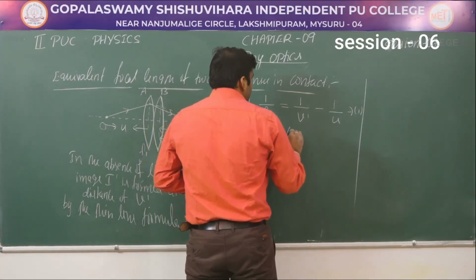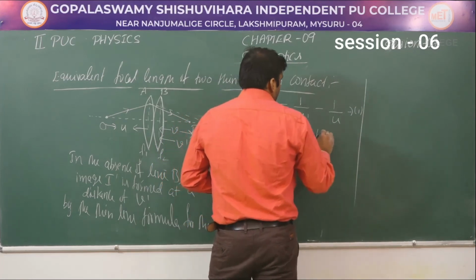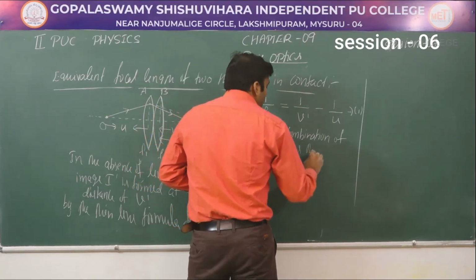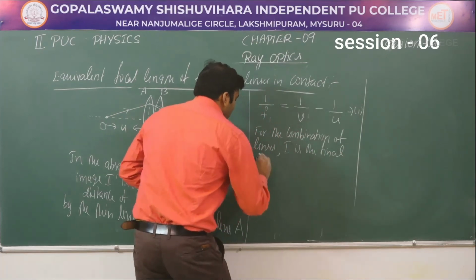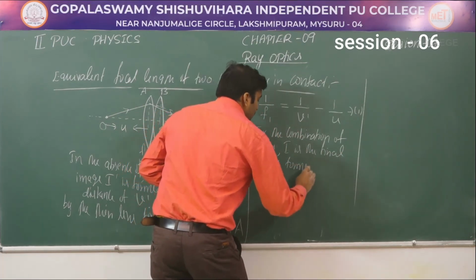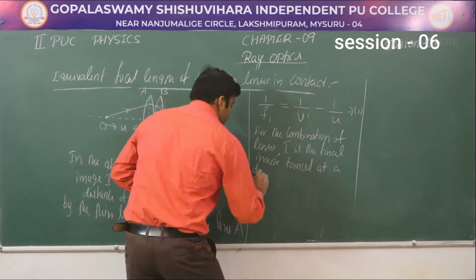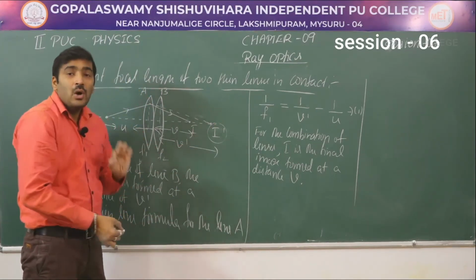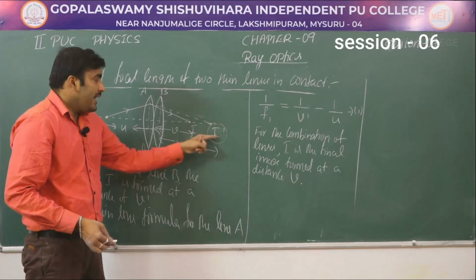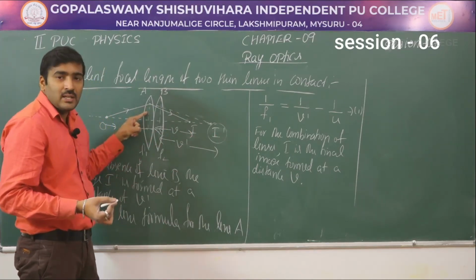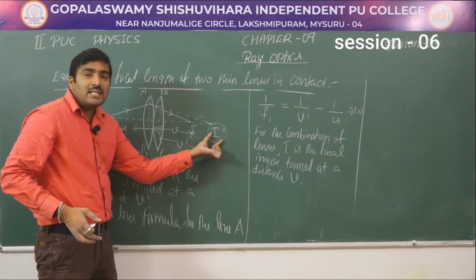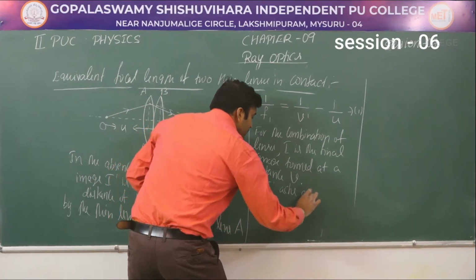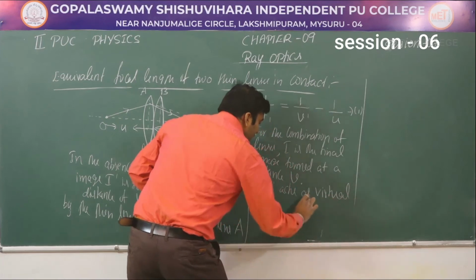For the combination of lenses, I is the final image formed at a distance V. Okay. So in this case, this I dash acts as a virtual object. I dash is the image formed from the first lens. So for the combination, this I dash acts as a virtual object.